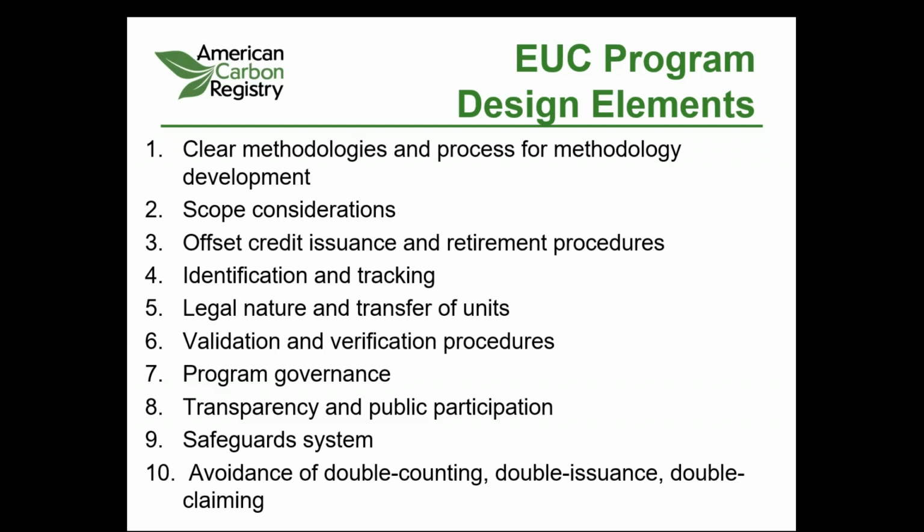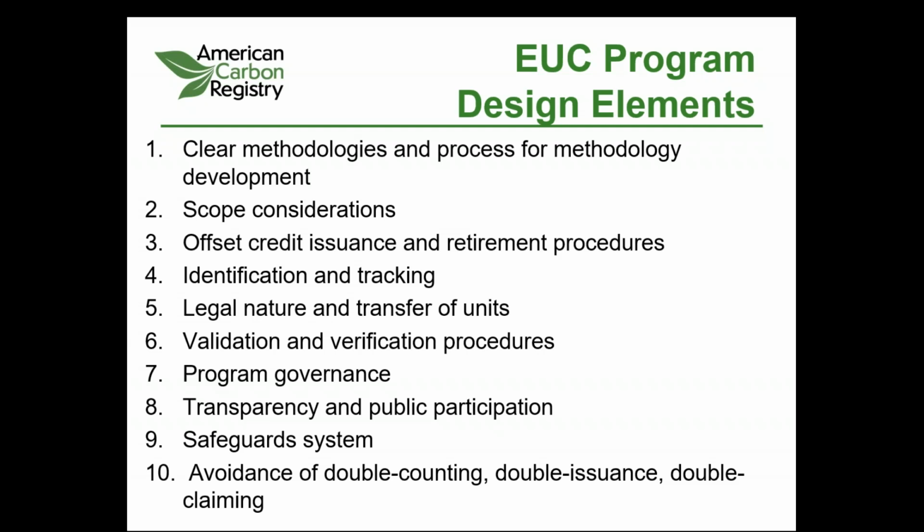Scope considerations. Programs should define and publicly disclose the level at which activities are allowed under the program, as well as the eligibility criteria for each type of offset activity, such as which sectors, project types, or geographic locations are covered. For offset credit issuance and retirement procedures, programs should have in place procedures for how offset credits are issued, retired, canceled, subject to discounting, and the length of the crediting period and whether that period is renewable.